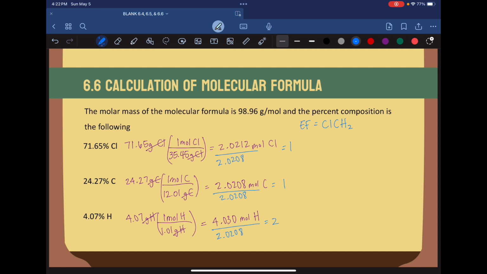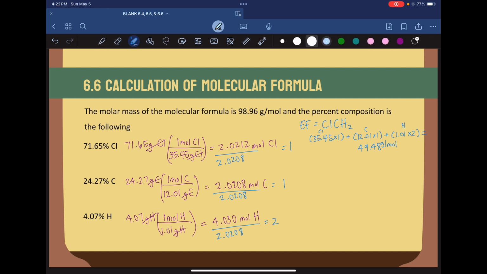So step 1 on how to calculate the molecular formula is to find the molar mass. And so the molar mass of this is going to be 35.45 times 1, because we only have 1 chlorine, plus your 12.01 times 1, because we only have 1 carbon, plus your 1.01 times 2 for your hydrogen. And this gets us 49.48 grams per mole. So that's your molar mass for your empirical formula.